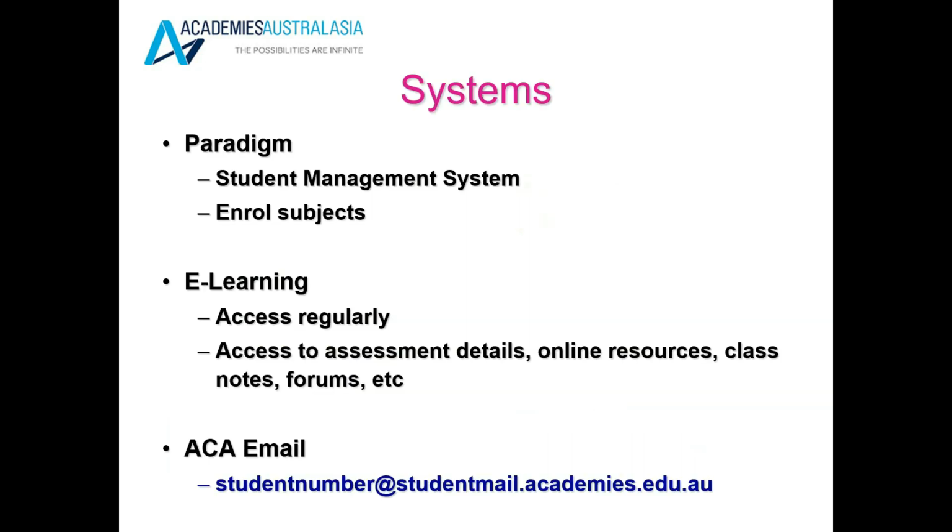When you are a student at Academies Australasia, you will have access to Paradigm and e-learning through your Academies Australasia email. Your Academies Australasia email is made up of your student number at studentmail.academies.edu.au. With this email, you'll be able to access Paradigm, which is a system that has all of your information, and e-learning, which will have all of the information for your class and your assessments and your online courses. Please keep this email address in a place where you can remember it, because you will use this every day.